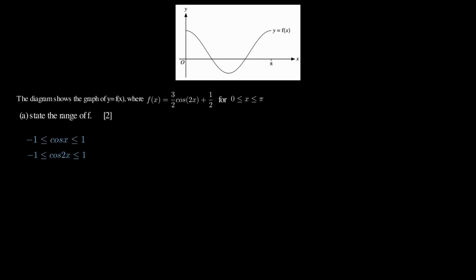Then we can see that in the function f of x, cosine 2x is being multiplied by 3/2. So let's do that to our inequality. If we multiply the inequality by 3/2, 3/2 cosine 2x would be between -3/2 and +3/2. And at the end, we just need to add half. If we do so, we find that the range of f of x is between -1 and +2.